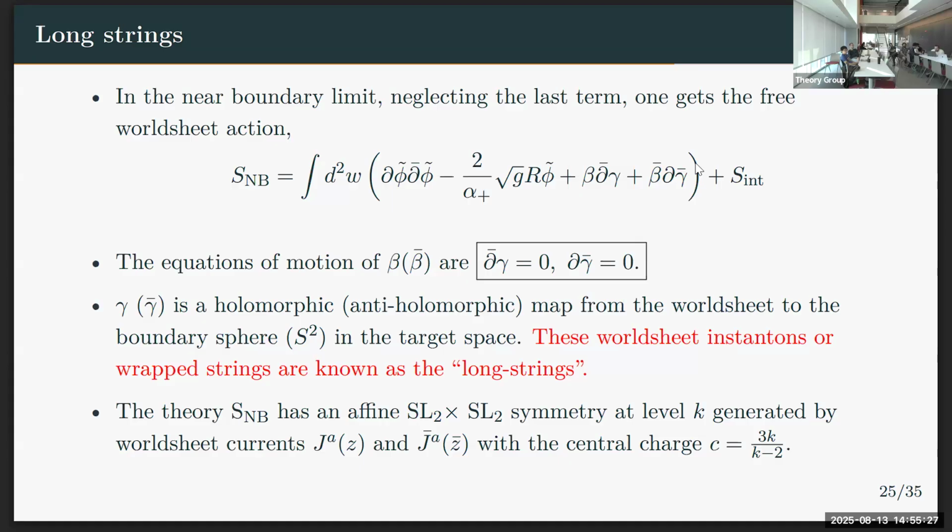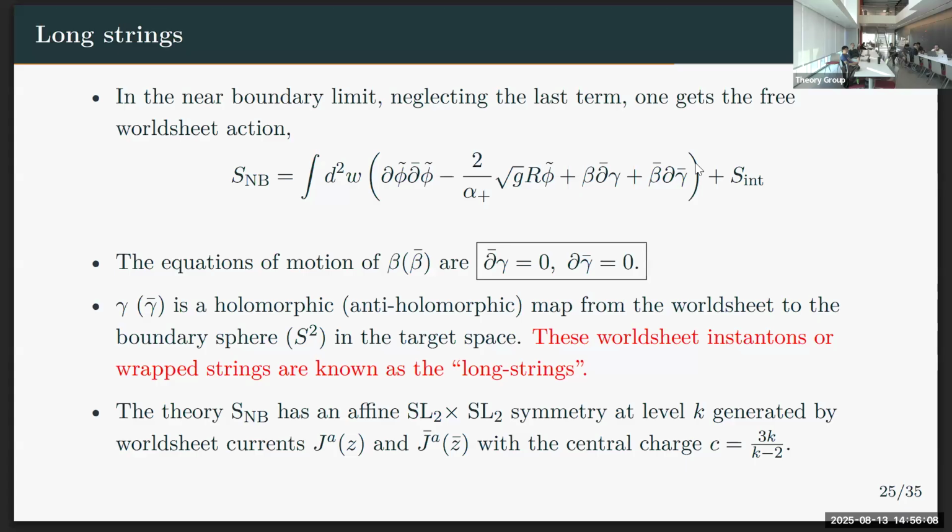So what is happening is that your Worldsheet is sort of wrapping your target space boundary. If the target space boundary is S2, then it wraps that, and therefore this Worldsheet instanton, if it has a non-trivial cycle, your target space wrapped strings are known as long strings. Why call them long strings? Because you are taking the limit where you are going towards the boundary of this AdS3. So that's why it's called a long string. The string is stretched and goes towards the boundary.